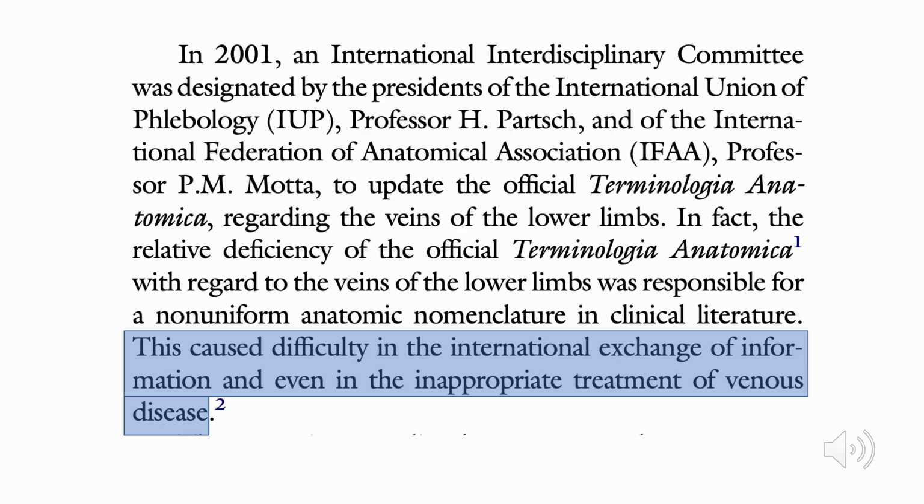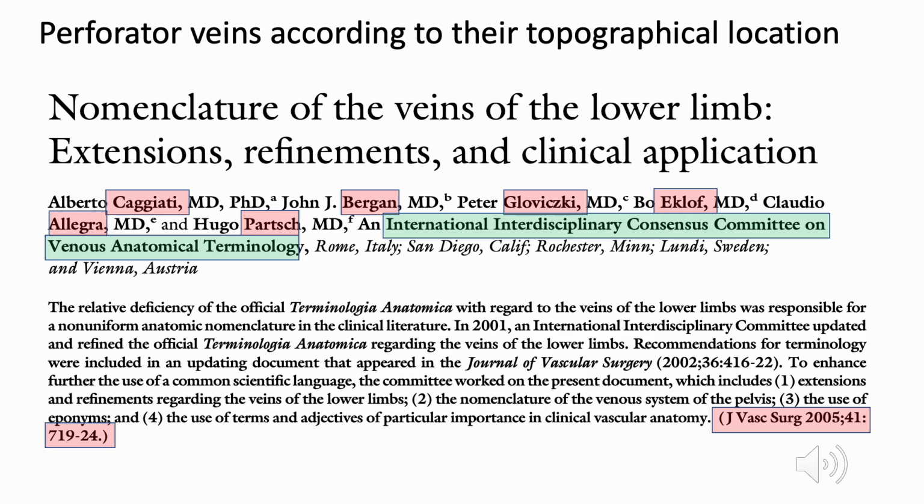In 2001, an international interdisciplinary committee was designed to refine terminology in order to find a common language and exchange useful information for therapy. The document presented in 2001 was developed in Rome in 2004. The document proposed in 2005 also included a topographical description of perforator veins.